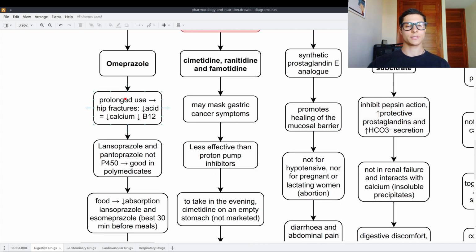A prolonged use of this, though, will create hip fractures because lower acid in the stomach is correlated with a lower calcium absorption and a lower intrinsic factor for the vitamin B12 absorption in the intestine. Lansoprazole and pantoprazole are not metabolized by the cytochrome P450, and these are the only ones of this family. And they are good in polymedicated patients because of this exactly.